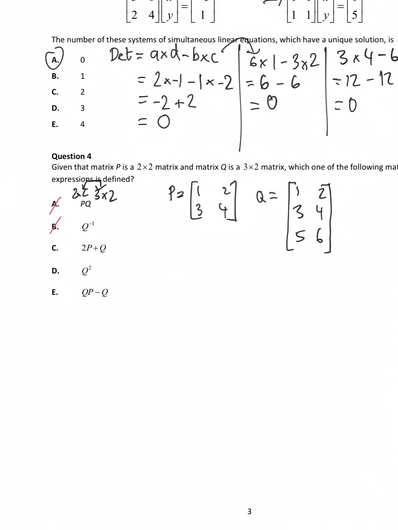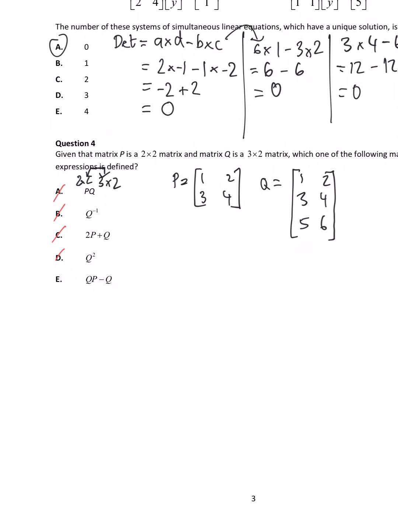For C, what we're doing is 2 times P, so you're just doubling all the numbers in P, so that's fine. But then you're going to add it to Q. P and Q don't have the same order. You can only add and subtract matrices with the same order, so C won't work. D won't work because Q's a 3 by 2 matrix, so I won't let you square it.